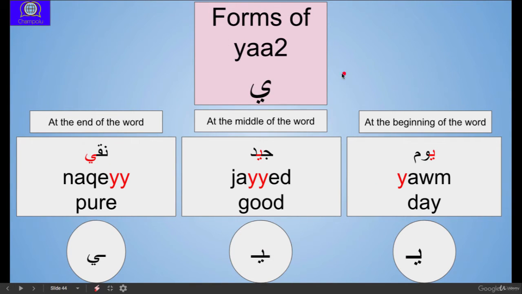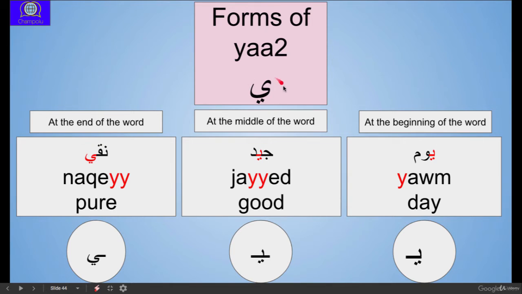Moving on to the letter ya, which is the last letter of the Arabic alphabet, you'll find that it sounds similar to the sound of the letter Y in English, like yellow, and it also sounds similar to a long E, like the word eat or lead or something like this.